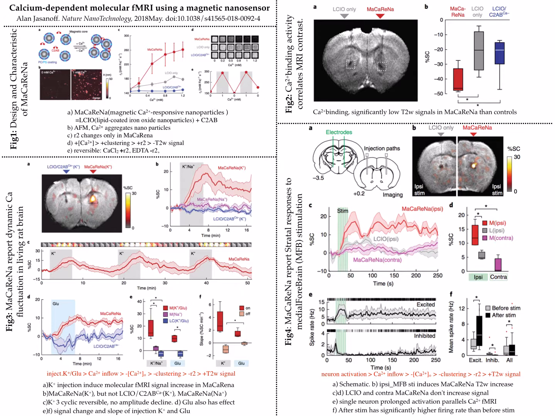So the calcium inflow and acellular calcium concentration drop, and then less clustering, and then less R2, and then higher T2 weighting signal. So we can see figure B. In the right striatum, we injected MaCaReNa, and if you use electrical stimulation of the forebrain, you will see signal change on the striatum. That means we can measure the real-time in vivo activity, the calcium activity. The activity is shown in figure C.